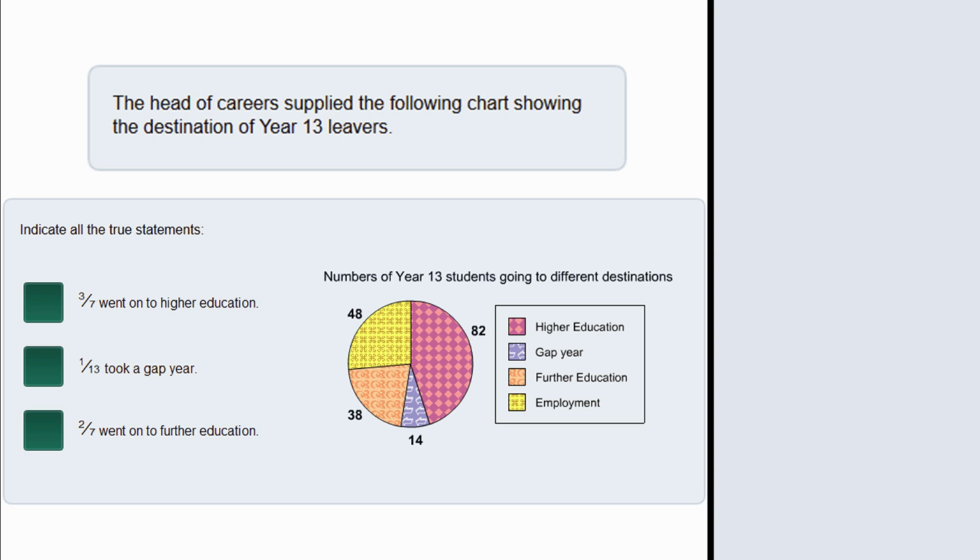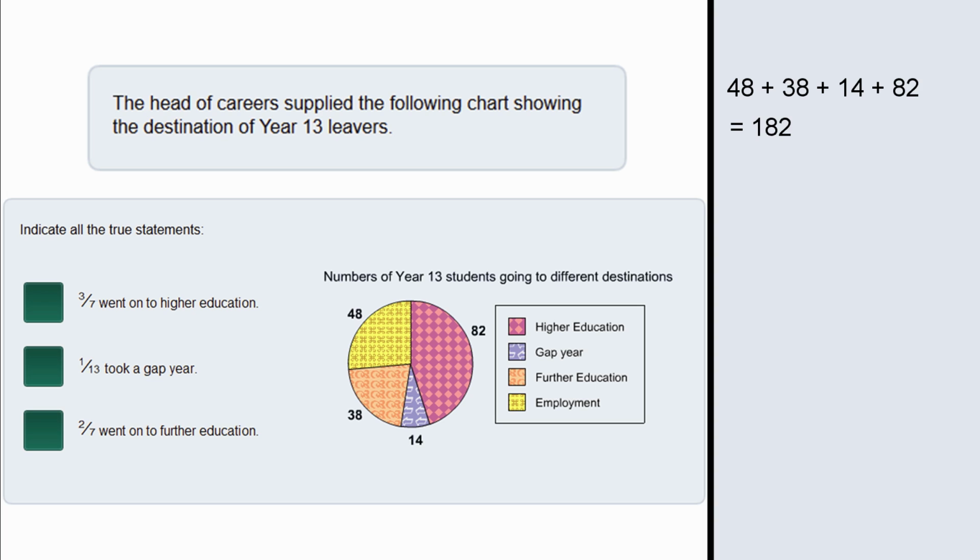Now there are a couple of ways of doing this, but the way I would recommend is to first find out the total number of pupils. So all we are going to do is add up the numbers in the pie chart. So we're going to do 48 plus 38 plus 14 plus 82. And if we do that, we get 182.